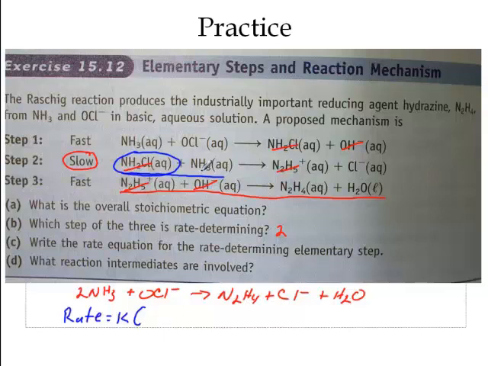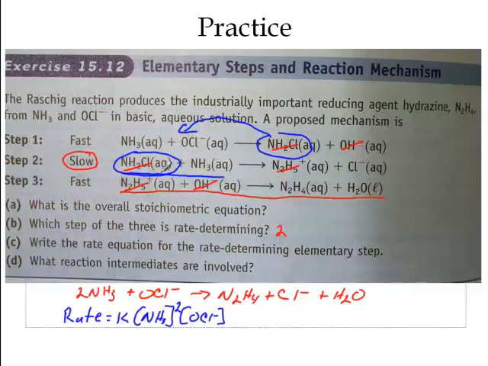I know ammonia is there, but how do we get NH2Cl? Well, we get NH2Cl when these two guys bump into each other. So that has to happen to get that, and then we also need another ammonia. So what we have is ammonia, and I've got to put a 2 there because two of them are going to bump into each other, and then an OCl minus. So that's our rate expression for the rate determining step.